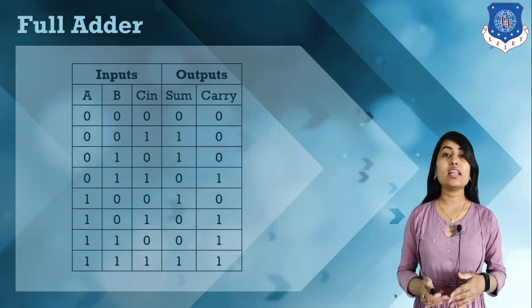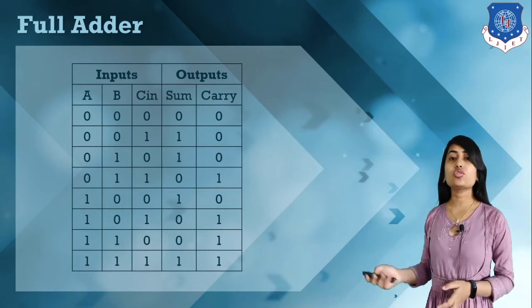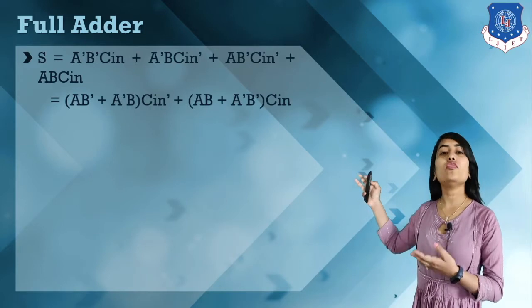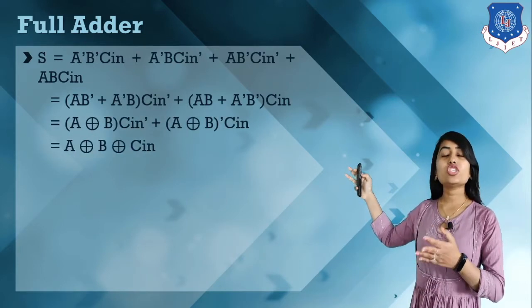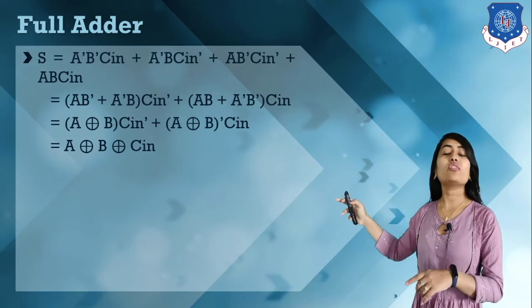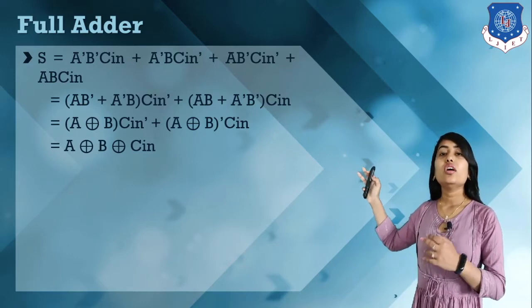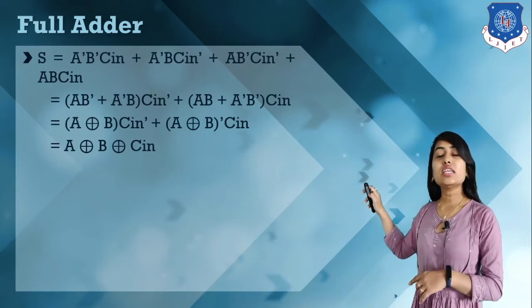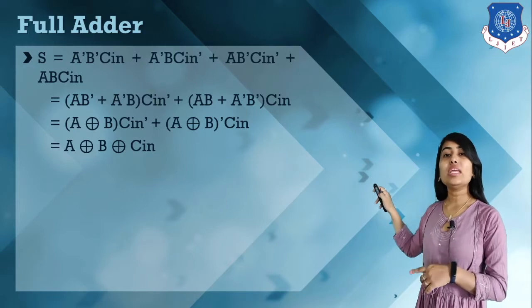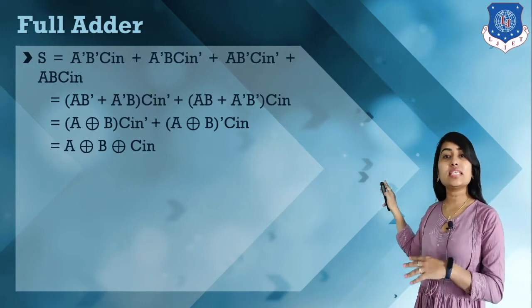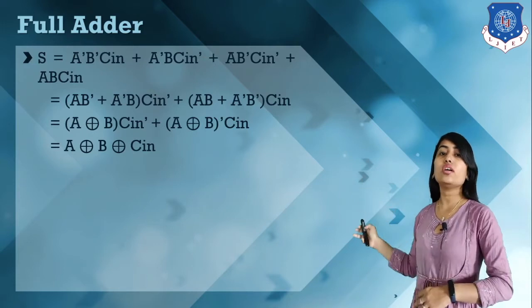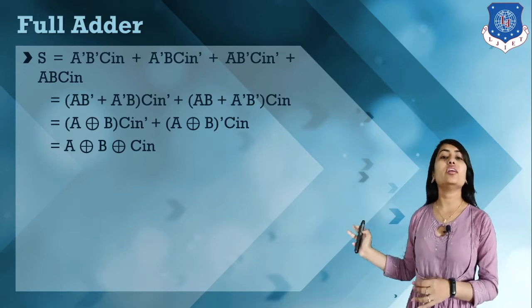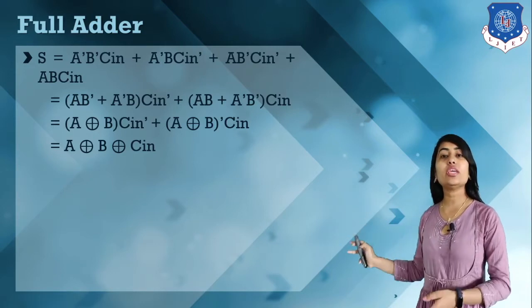Then we can calculate the equations for sum and carry. To calculate the equation for sum, we write the terms in which the sum has a 1. So we have the equation for sum like this: A'B'Cin + A'BCin' + AB'Cin' + ABCin. If we simplify this equation, we get A XOR B XOR Cin for the sum.